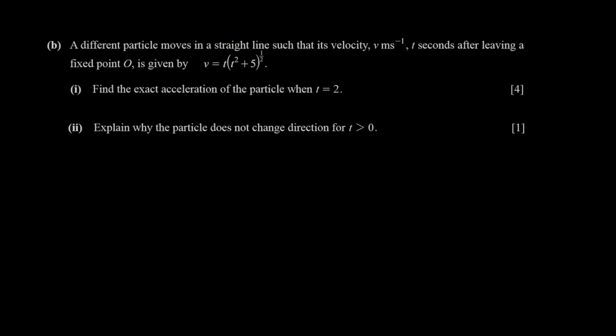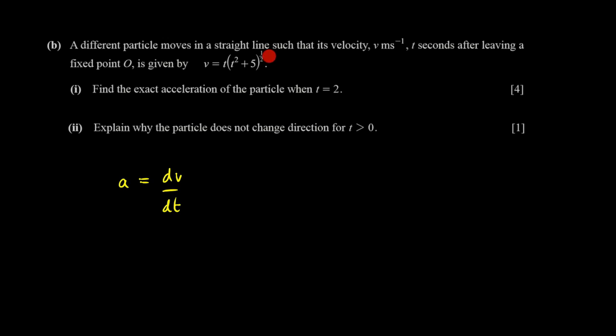Right, part B. A different particle moves in a straight line such that its velocity t seconds after leaving a fixed point O is given by this thing here. We want to find the exact acceleration of the particle when t is equal to 2. Well, what's acceleration? Acceleration is the rate of change of your velocity, and so it can be found by differentiating the velocity with respect to time, right? So acceleration is the rate of change of velocity, and that is exactly what dv/dt means. So if we differentiate v, we should get acceleration.